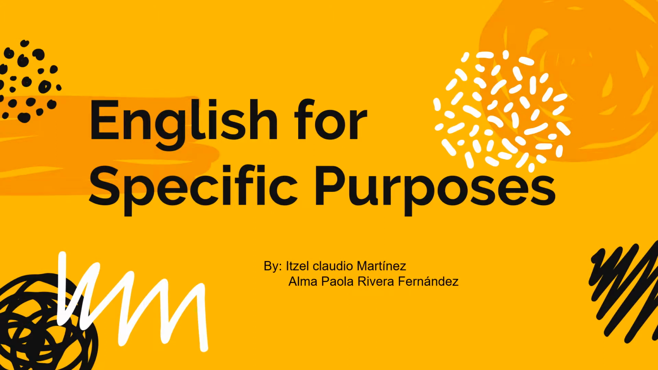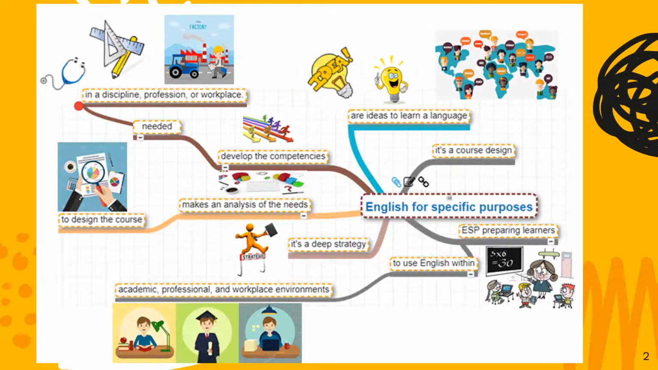English for a specific purpose. ESP refers to teaching the English language to university students or people with particular vocabulary and skills they need. ESP prepares learners to use English in academic, professional, and workplace environments. It is a deep strategy that makes an analysis of the needs to design the course.